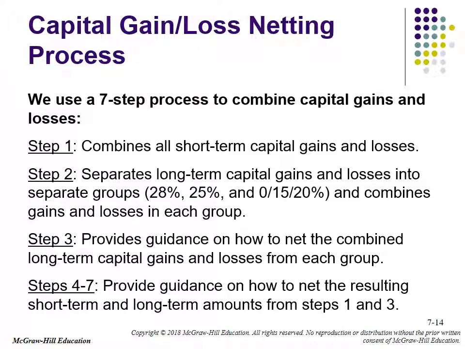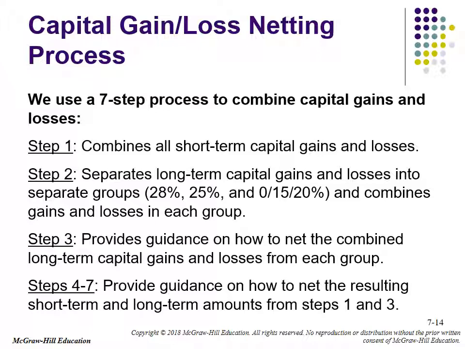Let's look at it. On step 3, if none of the long-term group from step 2 nets to a gain, transfer the net loss in the 0, 15, 20% rate group to the 28% rate group. So everything goes over to the 28% group if it's an overall loss. And then go to step 4. If none of the long-term rate groups from step 2 nets to a loss, go to step 6. Excellent. So it's only if you're coming up with losses.